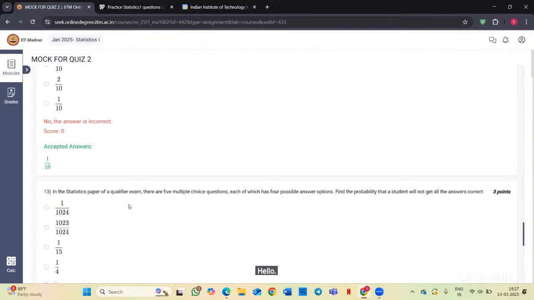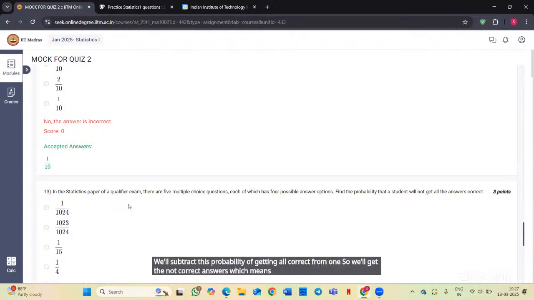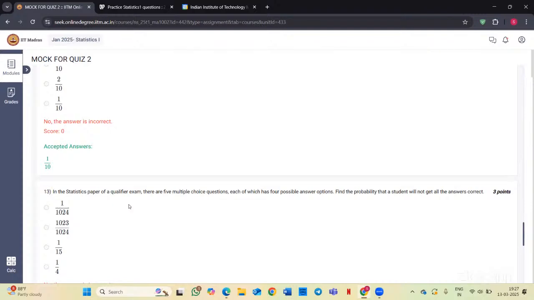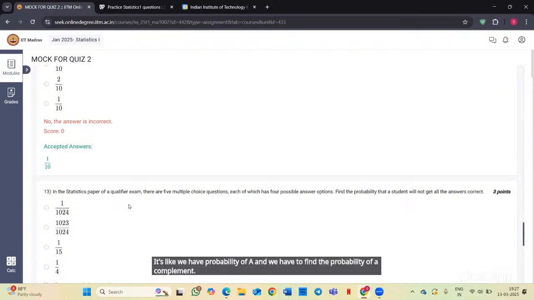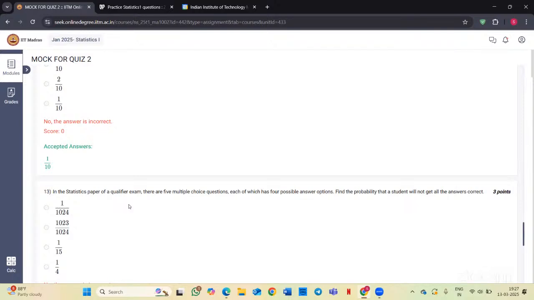Okay, so now we'll get the number of cases that are not all correct. In the last step, we'll subtract the probability of getting all correct from 1. So we'll get the not-all-correct answers, which means we have the probability of A, and we have to find the probability of A complement.